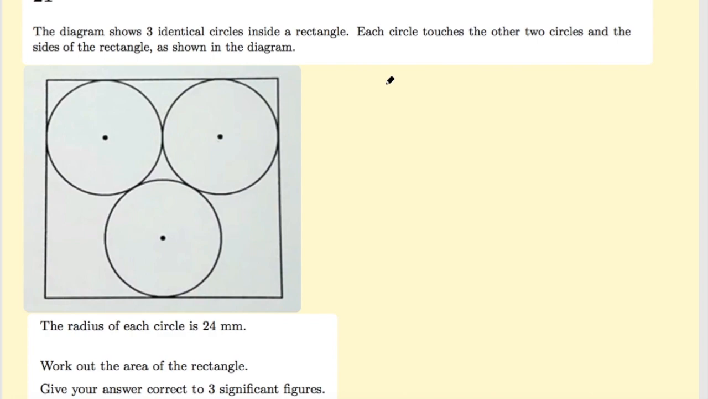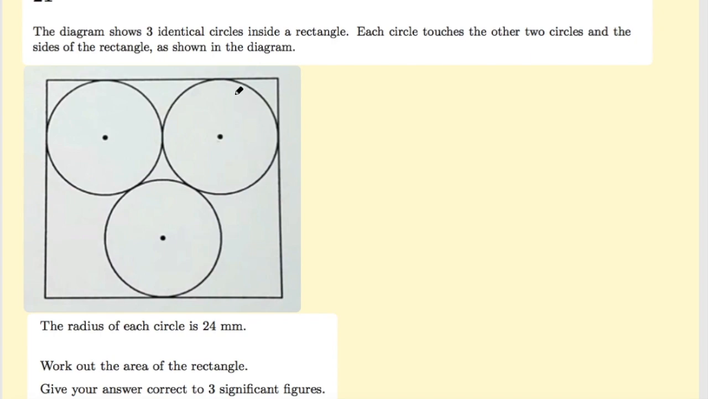So question 21 says, the diagram shows 3 identical circles inside a rectangle. Each circle touches the other 2 circles and the side of the rectangle as shown in the diagram. The radius of each circle is 24 millimeters. Work out the area of the rectangle. Give your answer correct to 3 significant figures.